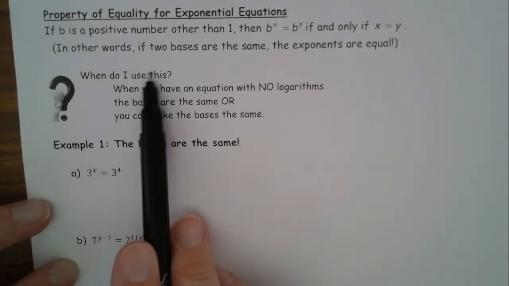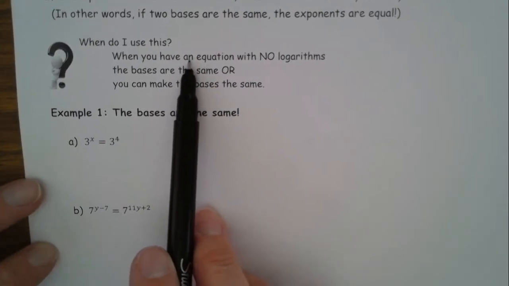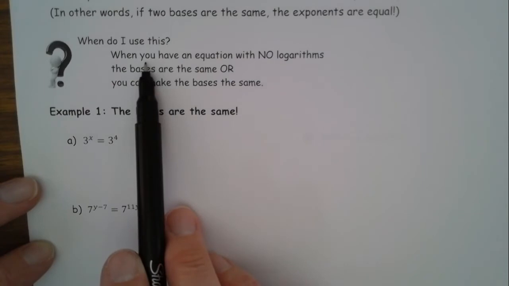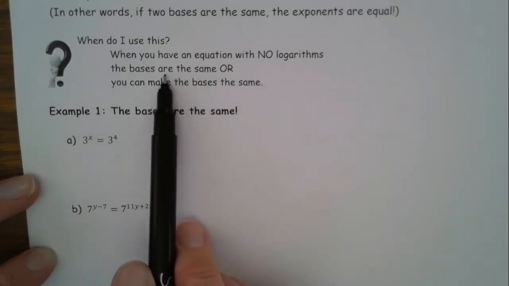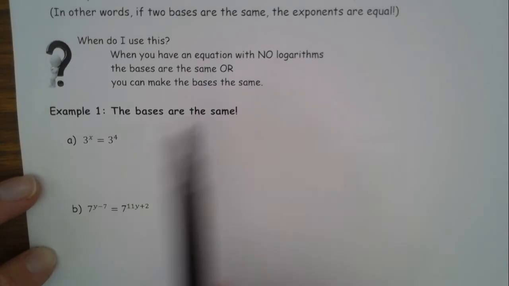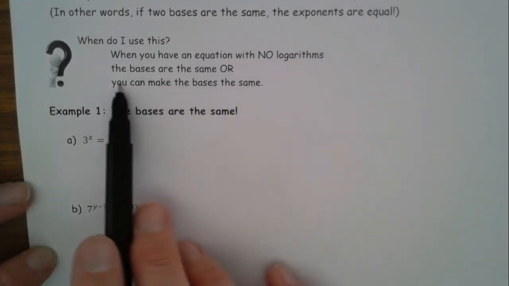So I've got a couple of when do I use this, because we're going to be looking at a lot of different types of solving over the next couple weeks. We want to use this property of equality when we have no logarithms in our equation, when the bases are the same on either side of the equal sign, like example A, or we're able to make the bases the same, which we'll look at on the back.